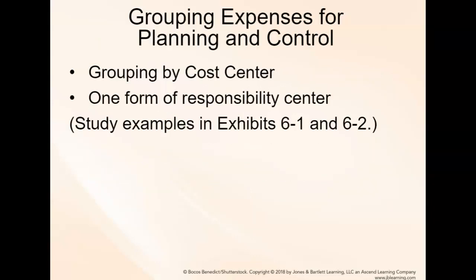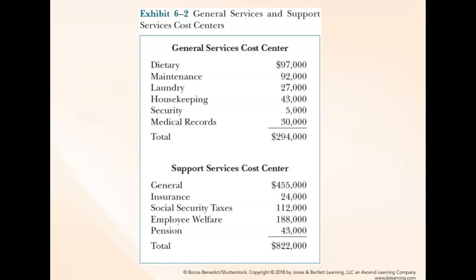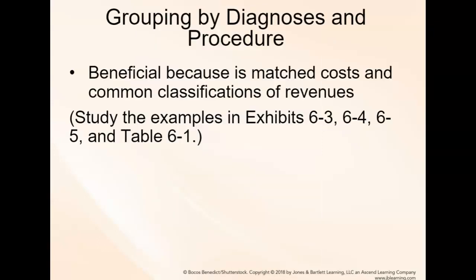Grouping for expenses and planning and control. Cost centers are mentioned here. Diagnoses and procedures are discussed on page 49. Flip over to 50: care settings and service lines. The book does a good job. I feel like I say that a lot. As you review this, let me know if you have any questions. There's not much I want to add or change, just for the sake of not confusing anybody.